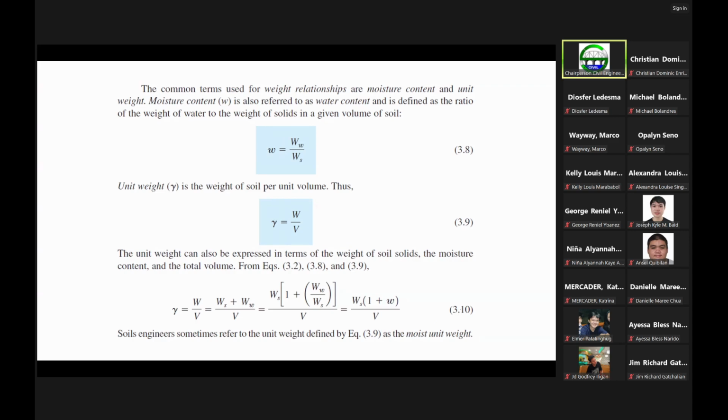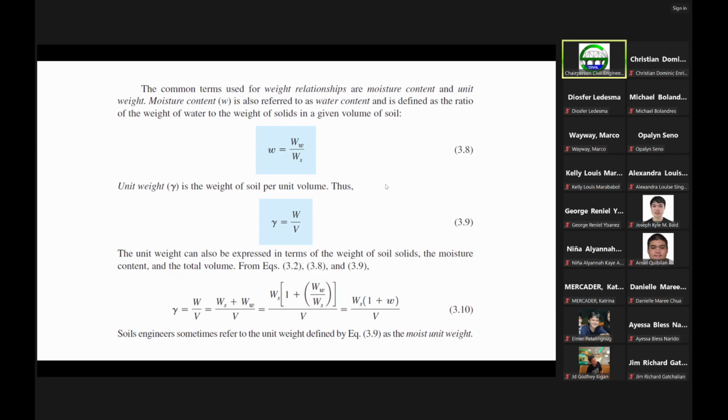Then the water content can be treated. In this case, it is called the moist water content, but in the case of a saturated water content, the formula is still the same. It is the weight of water over the weight of the soil. So it's saturated water content. Depending on the case, it can either be a moist water content or a saturated water content.